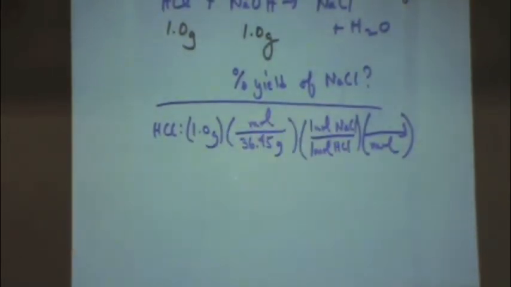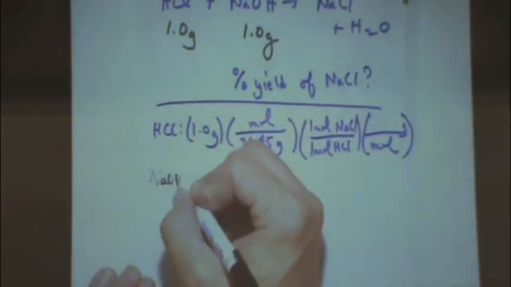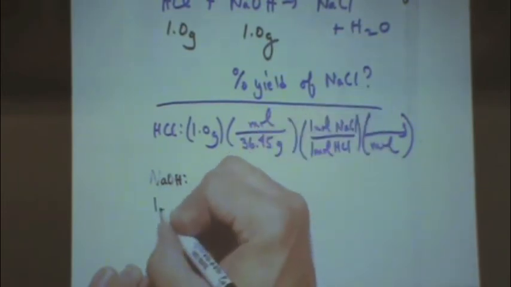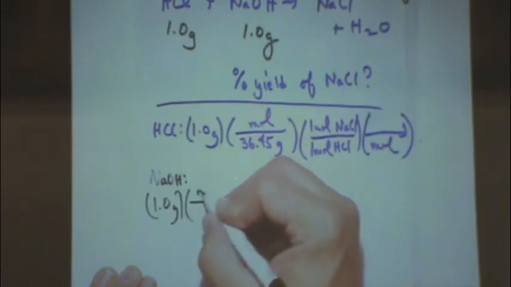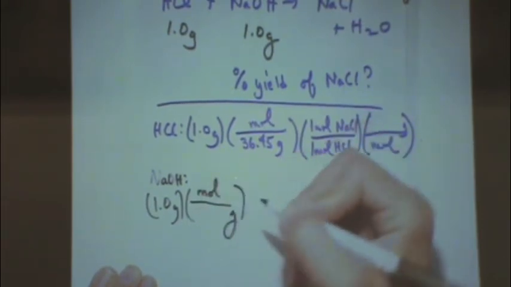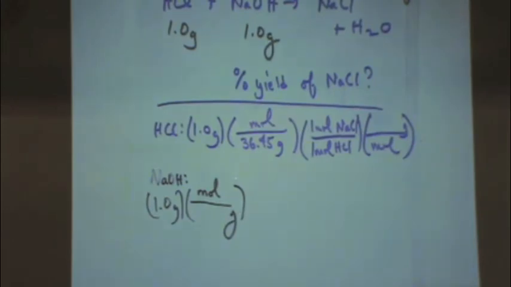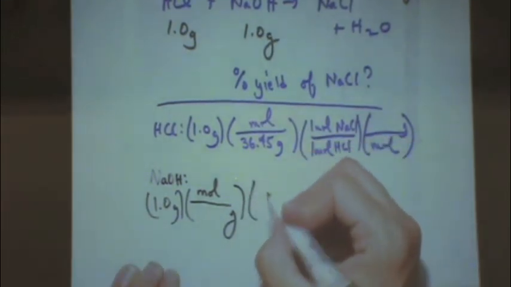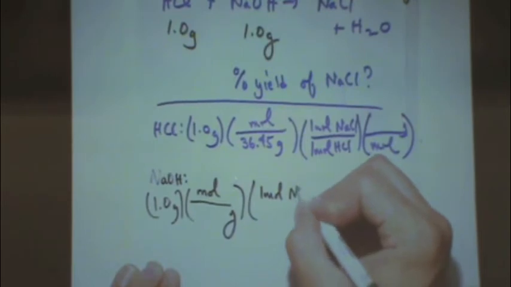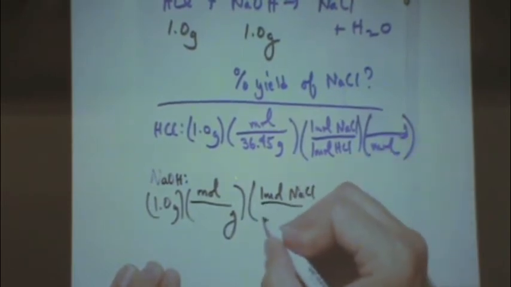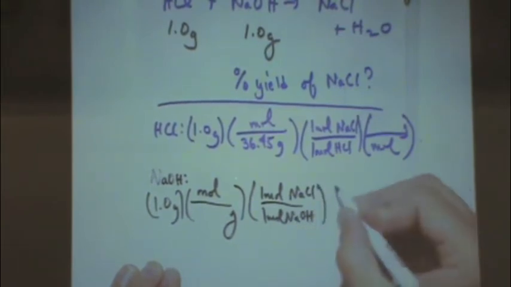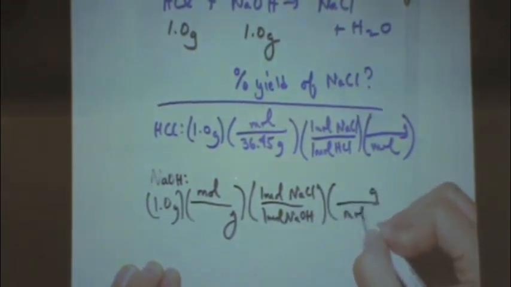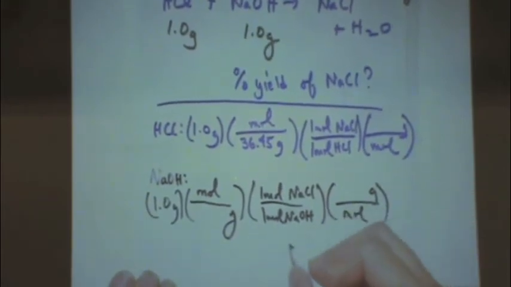Let's do the same thing. I'll get a different color pen. We're going to do the same thing for sodium hydroxide. So that's 1 gram of sodium hydroxide. Change that to moles. I also need that molar mass. If anybody has it, you can just yell it out. And then there's 1 mole of sodium chloride for every 1 mole of sodium hydroxide. And then the last step, again, I'll need the molar mass of sodium hydroxide. Let's find all this stuff.